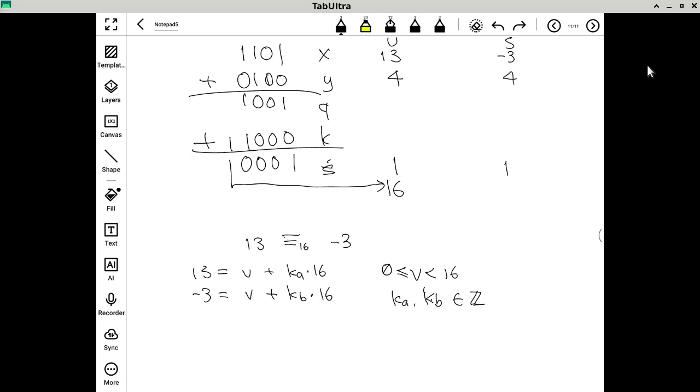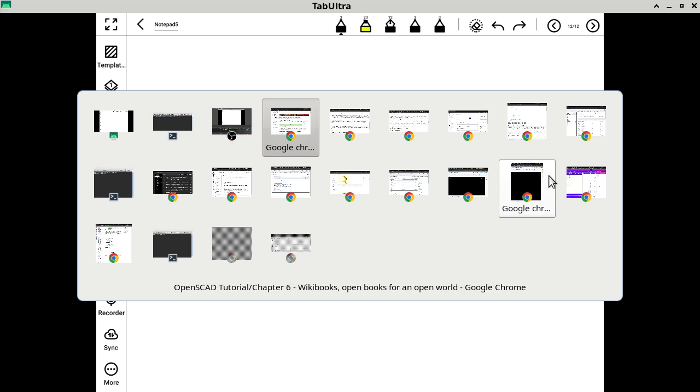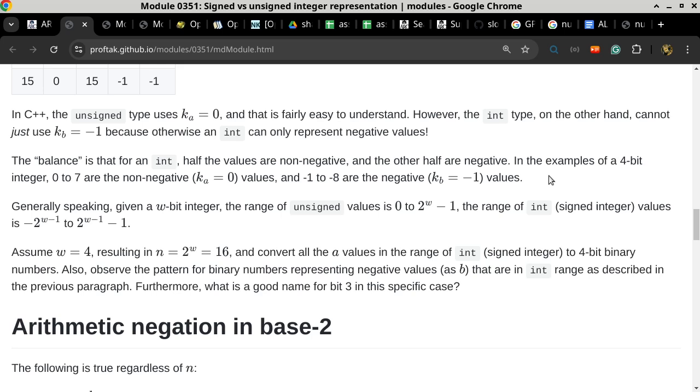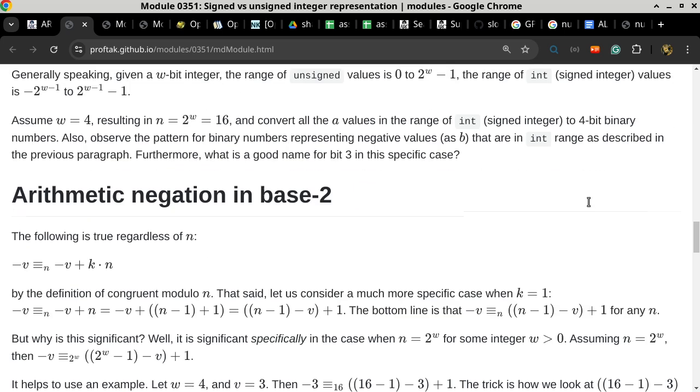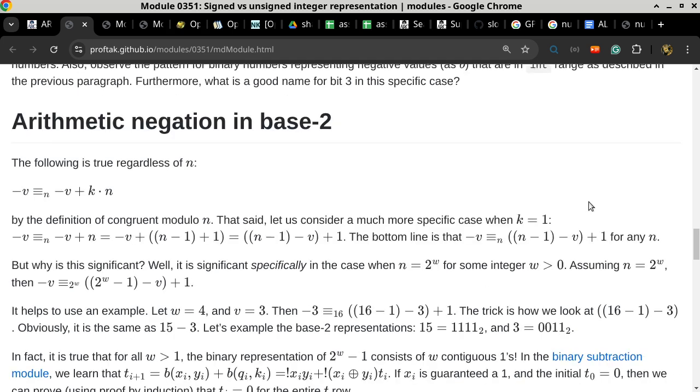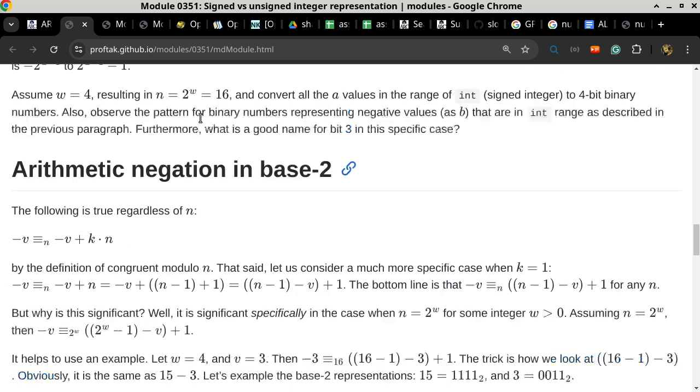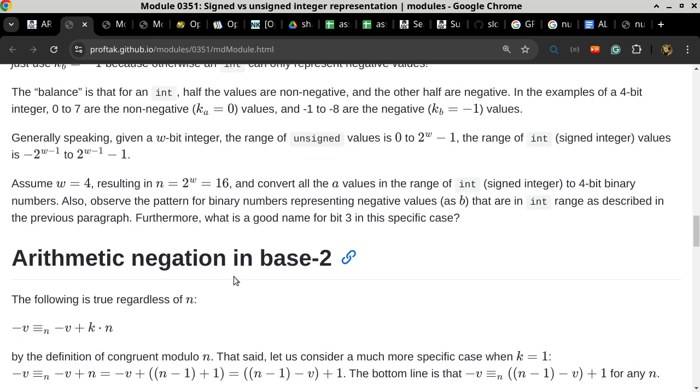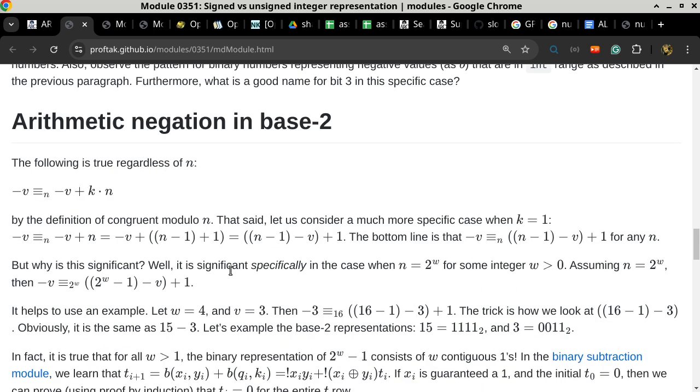Okay, so now that we understand how negative values are represented, the next question is, what about arithmetic negation? I hope you have had a chance to read the notes before the class, and I'm just going to re-emphasize, and nag people again, about the importance of reading the notes. We are pretty much done before this section here. So now we are moving into arithmetic negation in base 2.